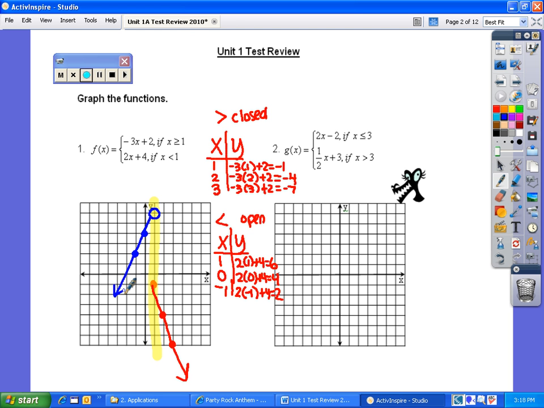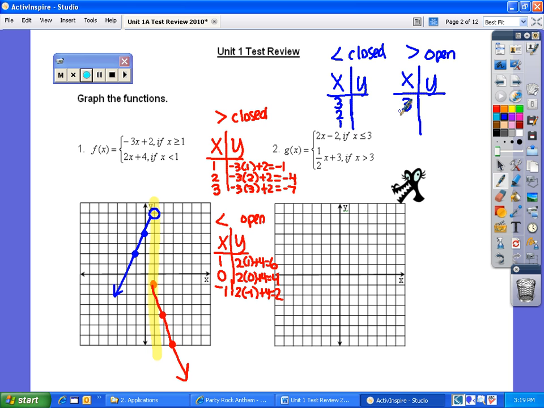Alright, the next one, we're going to make two tables again. We want numbers that are smaller than 3 for this table, and this one's going to be closed because there's a line underneath. So numbers that are smaller than 3 are 2 and 1. For the other table, the open table, we want to pick values that are bigger than 3.